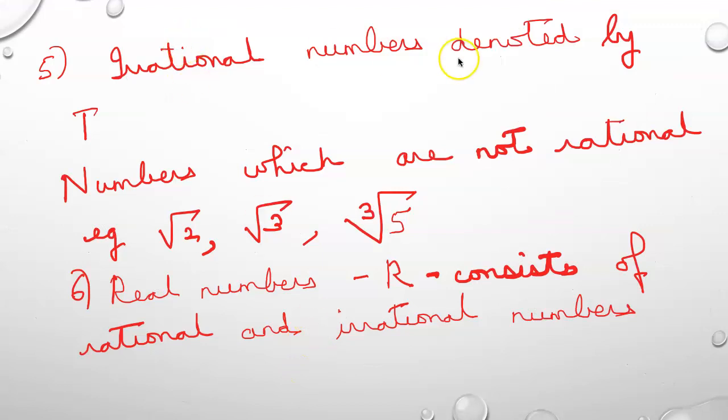Then I have irrational numbers, which are denoted by T. By irrational numbers, I mean numbers which are not rational. Example, root 2, root 3, cube root of 5. Then I have real numbers R, which consists of both rational and irrational numbers.